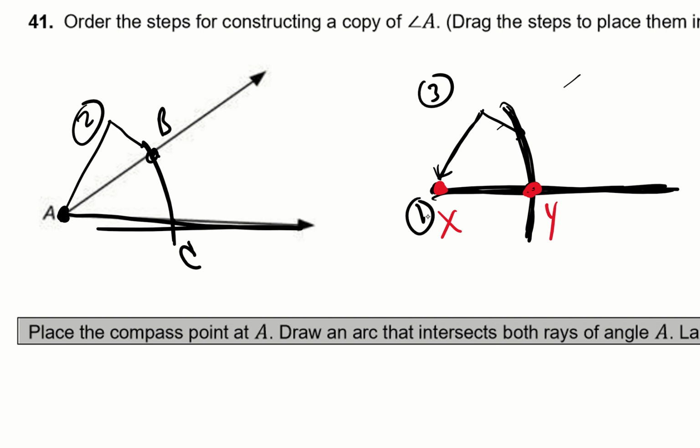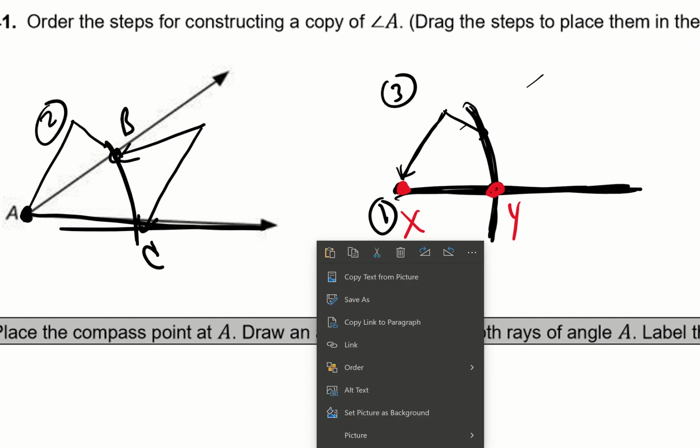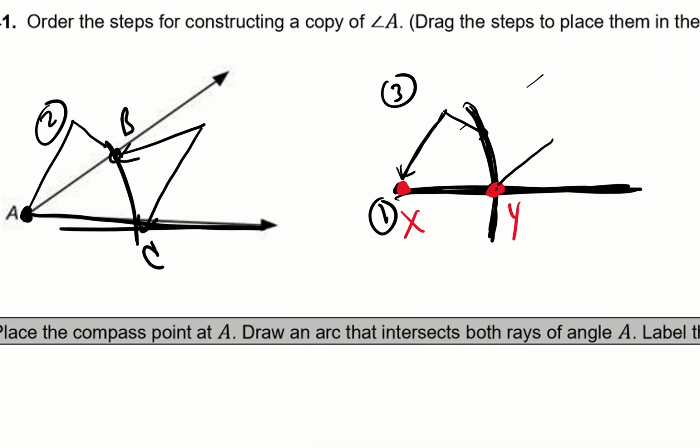So what I need to do is, for step 4, I'm going to take the compass and measure between here and here, between B and C. And then once I know that, I'm going to take the compass, put it at Y, and then draw an arc over this way. I'm going to extend this out a little further just so that you can see. And then where these arcs cross, that's where I'm going to draw my other line. So I'm going to use a straight edge and connect those, and that will give me the copy of the angle.